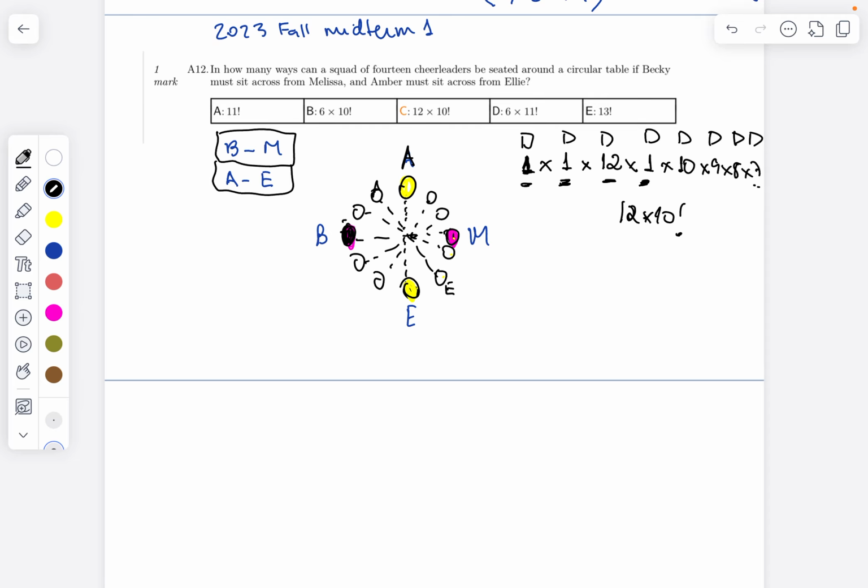Then, because I have a constraint, Ellie will sit across. So again, I don't have a choice. Ellie doesn't have a choice. She can't choose.